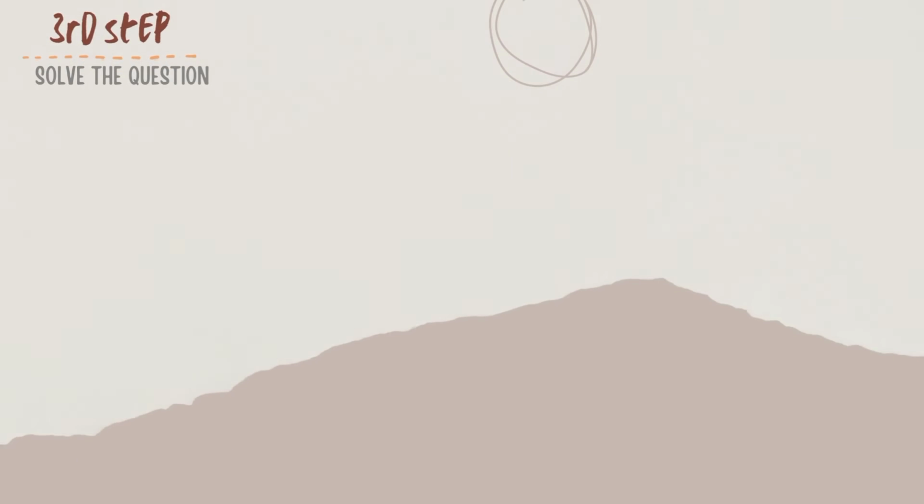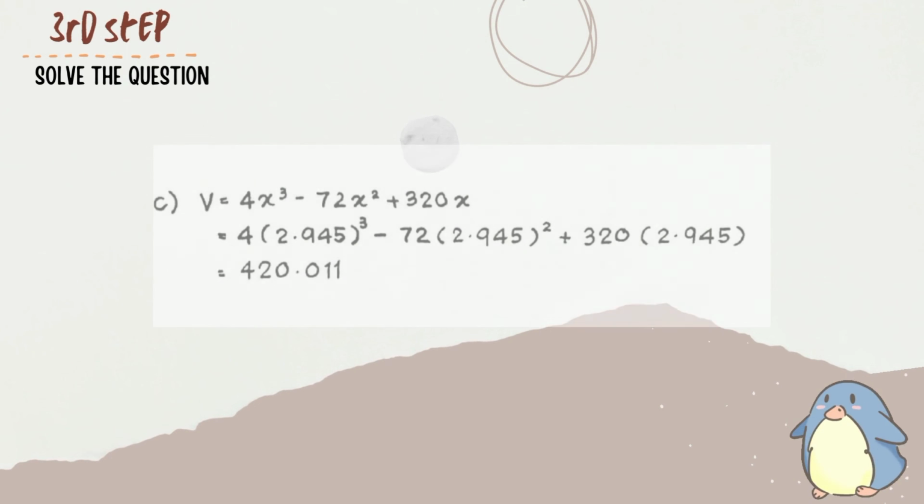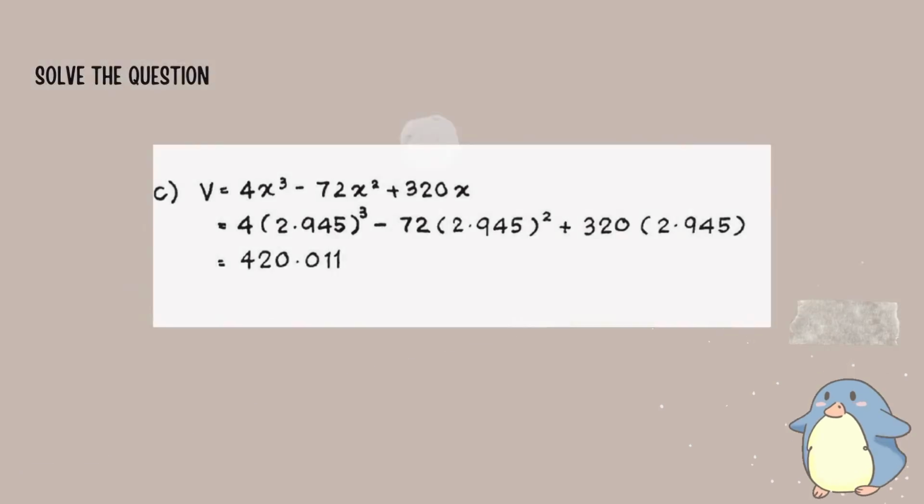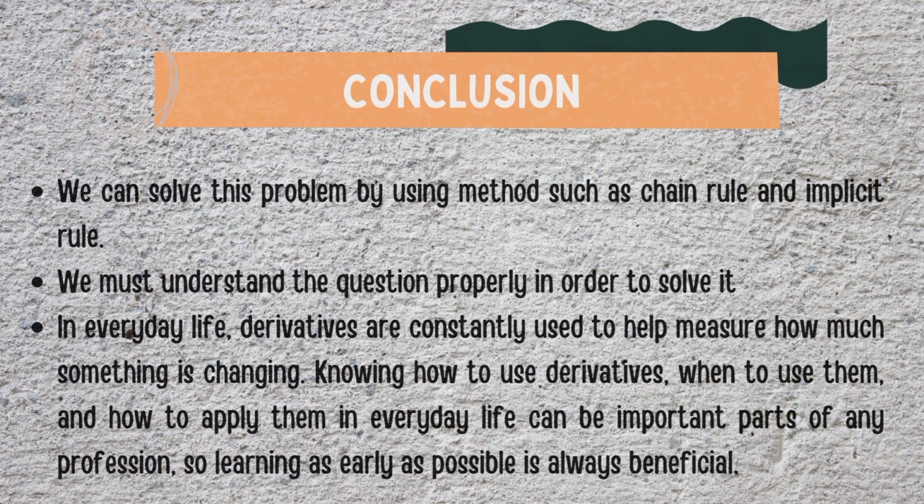For the last question, which is question C, we need to find the dimensions of the box so that the volume of the box is maximum. Since we already got the maximum value of x, we will apply it to the original equation of volume, which means x will be replaced with 2.945. The answer will be 420.011.